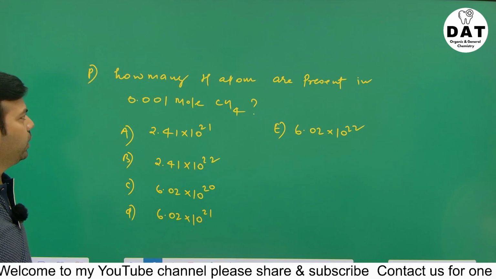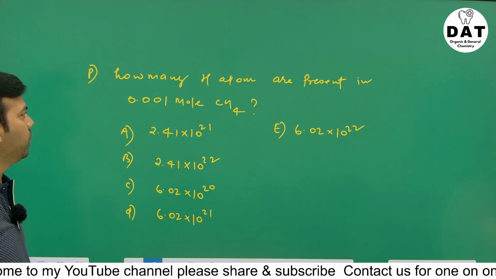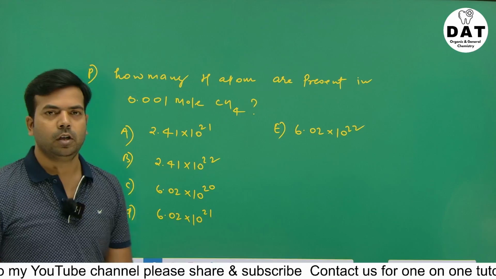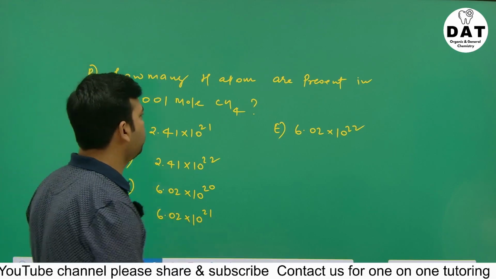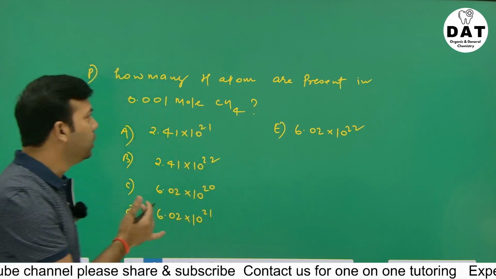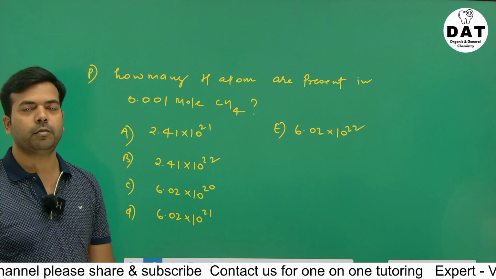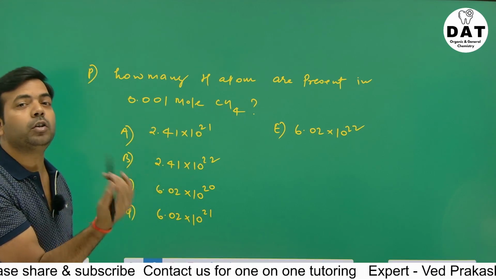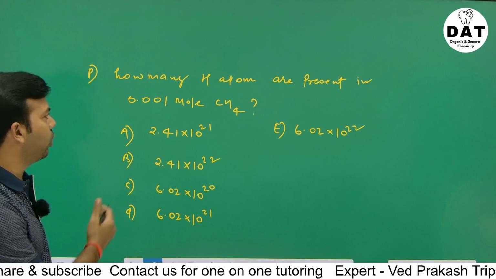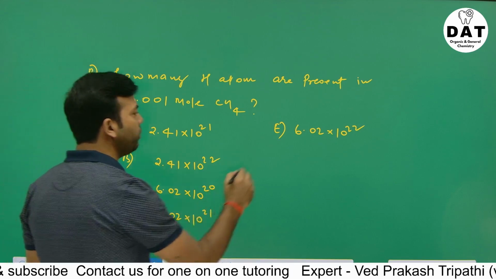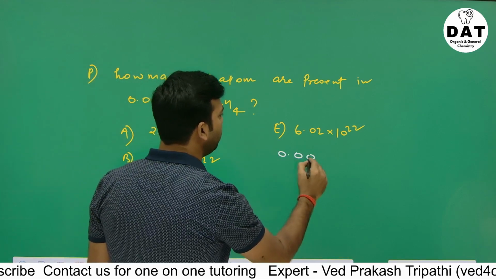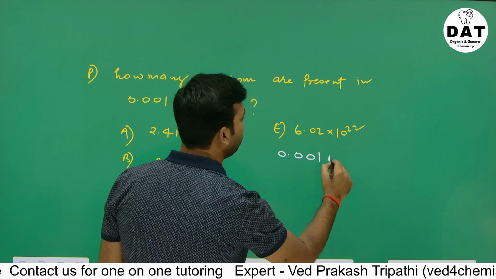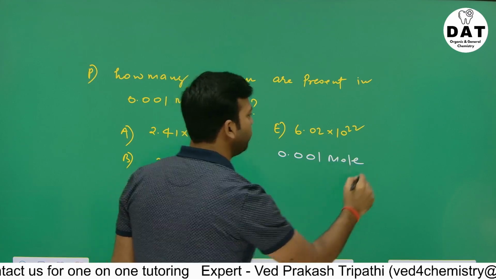How many hydrogen atoms are present in 0.001 mole of CH4? Look at here. This time mole is given. If mole is not given, weight is given, then my job is to find out its mole. I will generate a question. Just solve this one first. So we have 0.001 mole CH4.